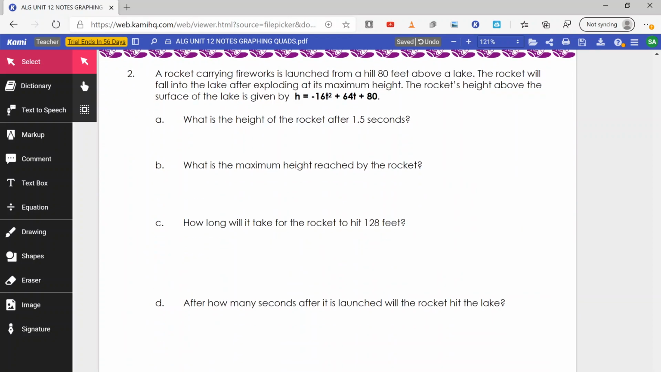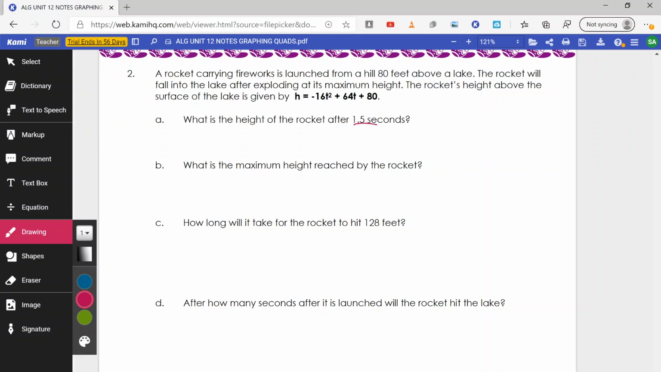Now the second problem, we have a rocket carrying fireworks launched from a hill 80 feet above a lake. The rocket's going to fall into the lake after exploding at its maximum height. The rocket's height above the surface is given by this particular equation. And we have to answer these 4 questions. So the first question is, what's the height of the rocket after 1.5 seconds? So again, 1.5 is our time. So we can plug it in for time.